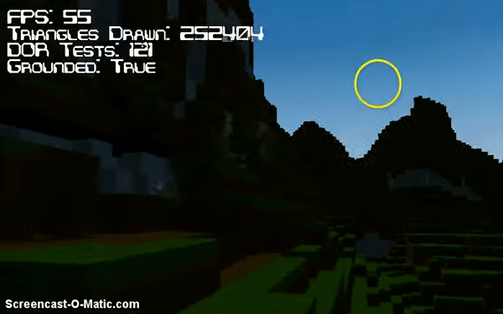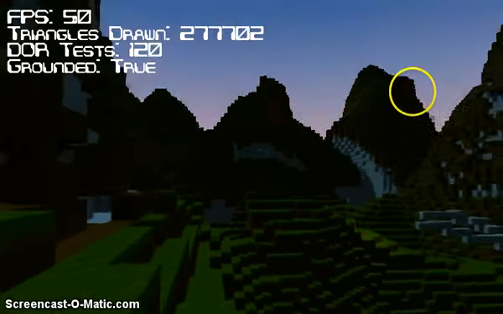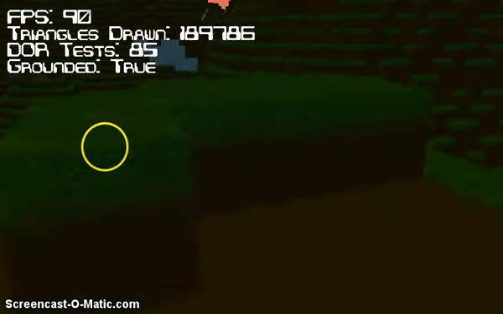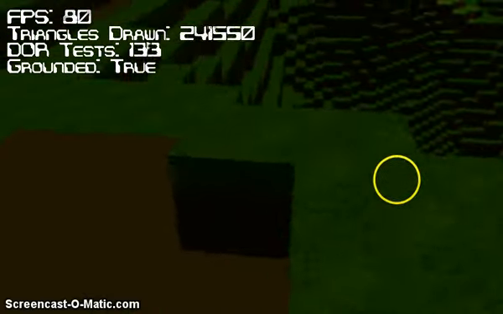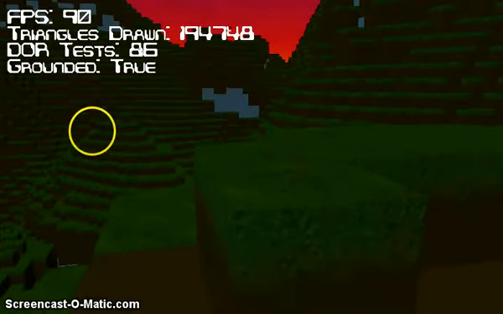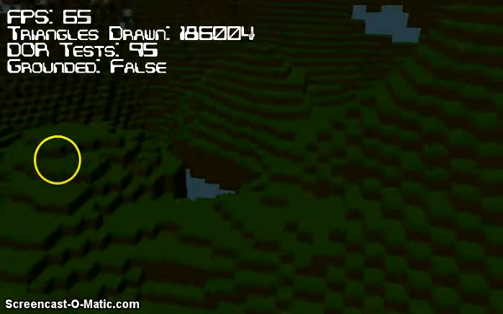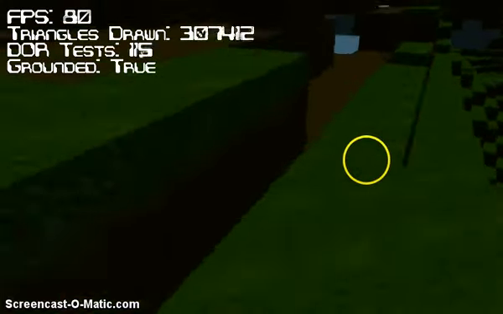Now keep in mind, however, that I did not optimize my meshing algorithm at all. Each of these blocks is individual, each of these voxel quads is an individual set of 2 triangles. I don't even face merge at all with UVs. I'm working on that currently.